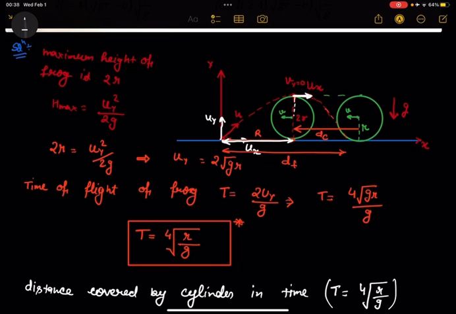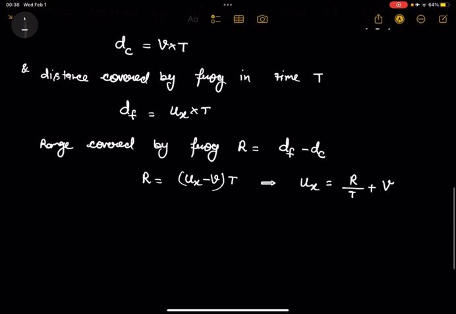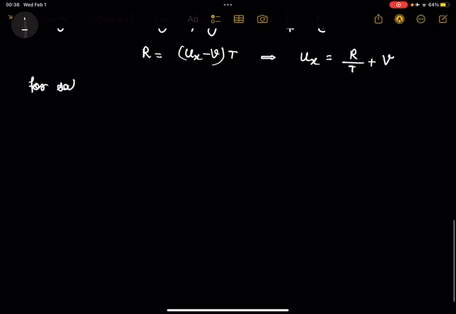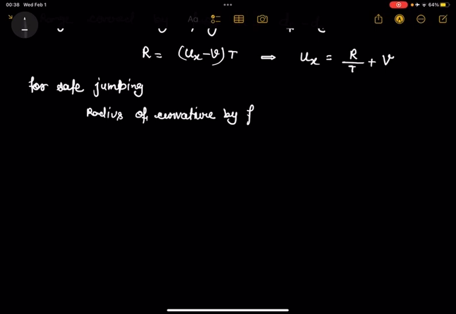Now just look at this point. This diagram is showing that if the frog is jumping here, this is the radius of the cylinder. If the radius of the cylinder is less than or equal to the radius of curvature of the frog's path, then for safe jumping, the radius of curvature of the frog's path is greater than or equal to the radius of the cylinder, small r.